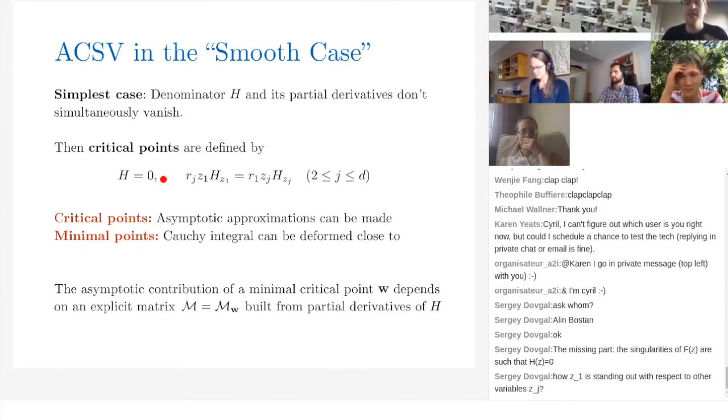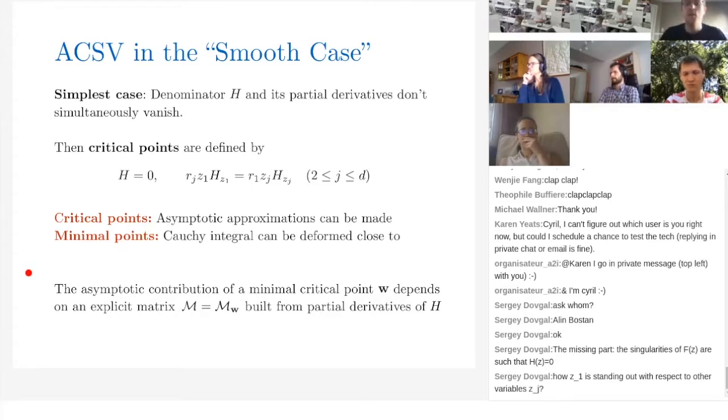Critical points: essentially what happens in the multivariate theory is that you take some kind of residue to go from a d-dimensional integral to a lower dimension. Critical points are the ones where after doing this, you can make an asymptotic approximation using a saddle point method. So critical points are points where you can locally get asymptotic expansions using something like the saddle point method. And minimal points, these are the ones on the boundary of the domain of convergence, or the singularities that are closest to the origin. These are the ones where you can deform your Cauchy integral to be very close to, because there are no singularities closer to the origin.